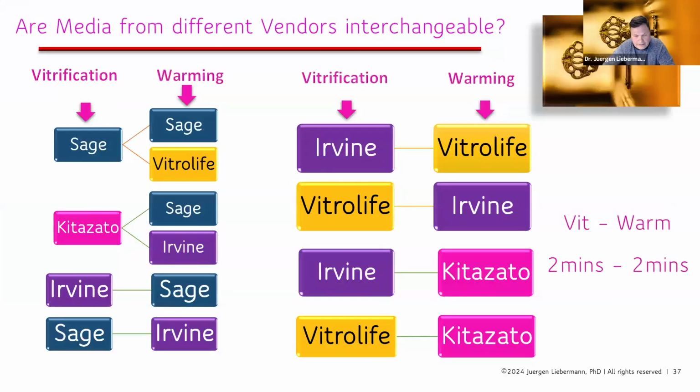And I started also, as I mentioned before, many of us receive embryos or eggs from somewhere else, and we usually don't have this medium in-house. So I was asking myself, are these media interchangeable? And you see all these combinations here I actually undertook. I vitrified, for example, in Sage, and when I warmed these eggs, I split them in Sage or Vitrolife. Or I vitrified in Irvine and thawed in Sage, or Vitrolife and Irvine. So I did all different combinations, and I want to just give you a couple of examples.